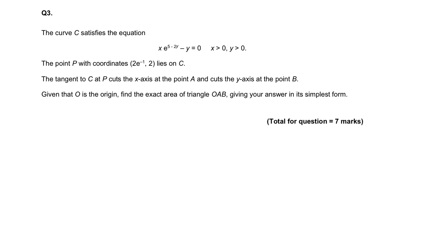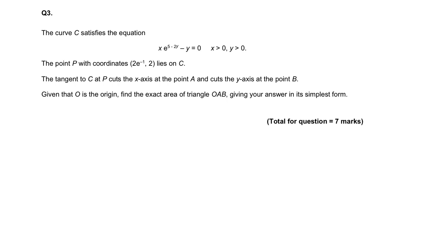Okay, so the curve C satisfies this equation. Straight away, I know that this is implicit differentiation, because it contains y's in the equation. It's parametric if we have the t's. So the point P, with the coordinates out here, lies on C. The tangent to C at P cuts the x-axis at the point A and cuts the y-axis at the point B. Given that O is the origin, find the exact area of the triangle OAB, giving your answer in its simplest form.